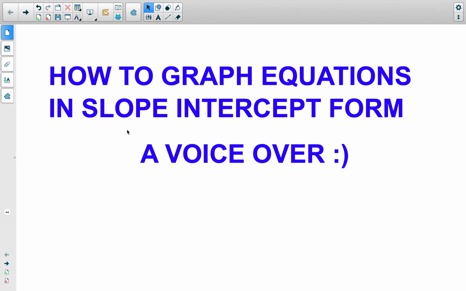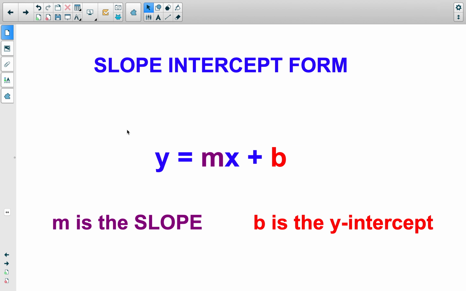Okay, today your assignment, part of it is going to be graphing equations in slope-intercept form. We have already gone over some of this in class, but I just want to do a little refresher before you guys start. So, first, what is slope-intercept form? Slope-intercept form is a way of writing a linear equation.